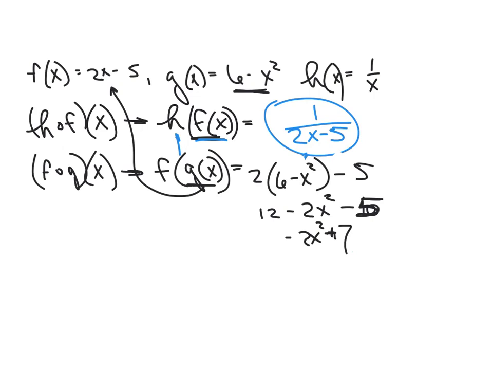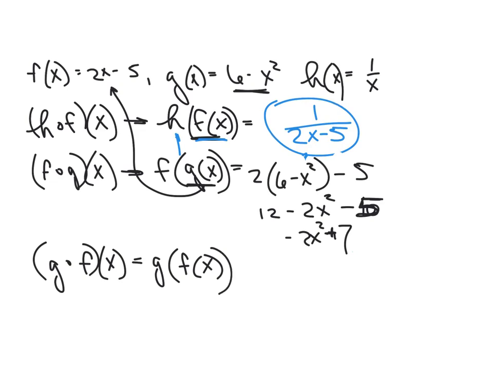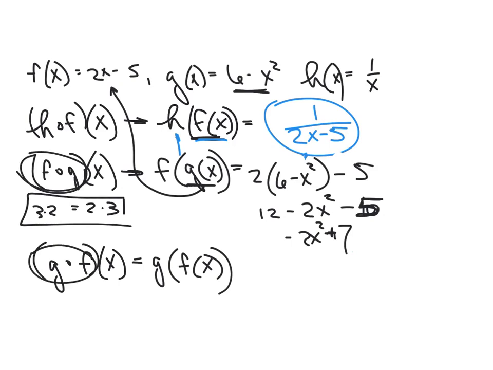All right, so the C part of this says g of f of x. Now notice here, we just did an f of g, and now we're doing a g of f. It's not like multiplication where 3 times 2 equals 2 times 3. You can't switch the order of these and get the same answer. You're going to get 2 different answers here, almost always.